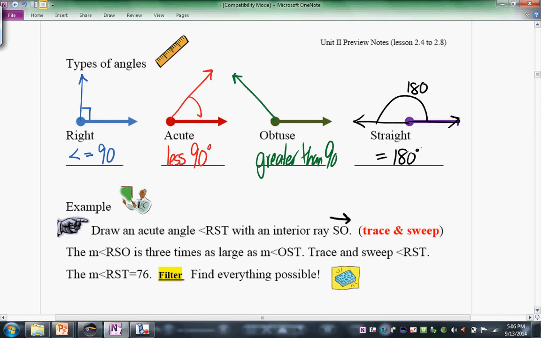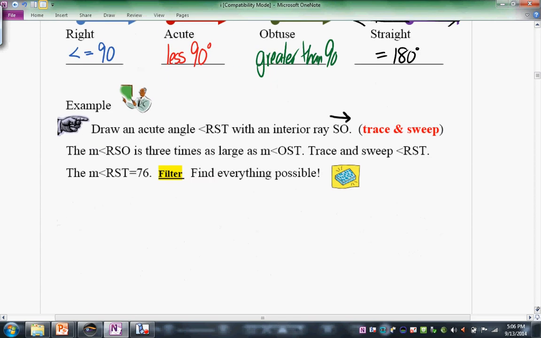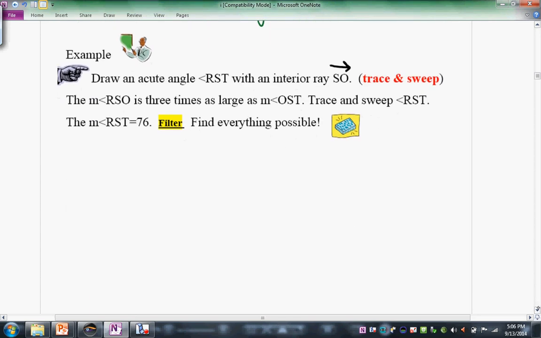And a straight angle is just what it sounds like. It's basically a straight line, so we say it's 180 degrees. Let's see what we can do here.